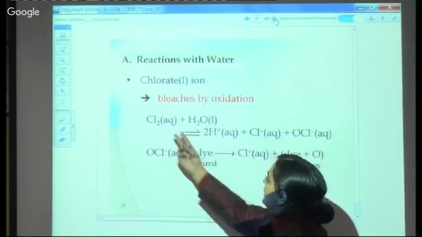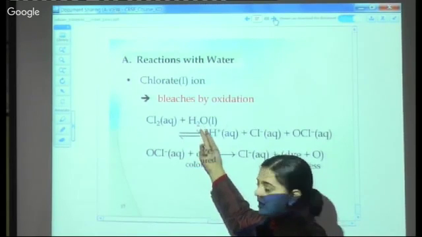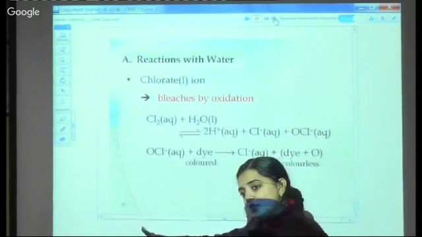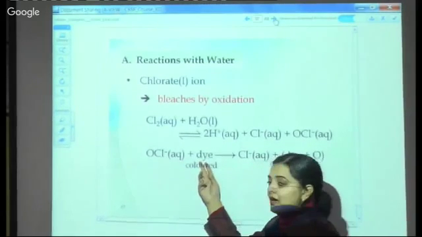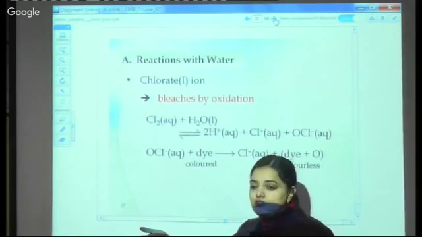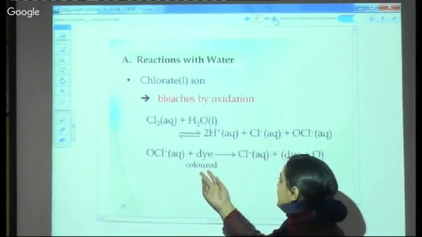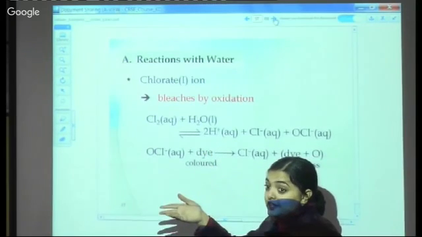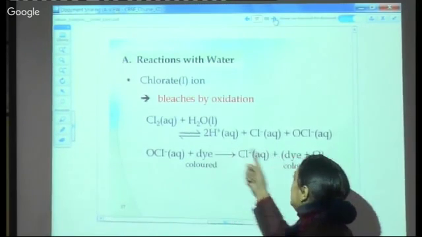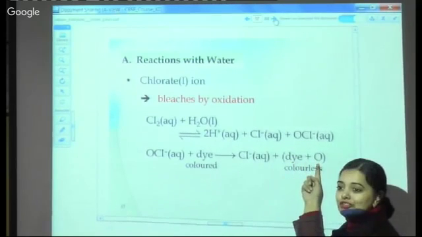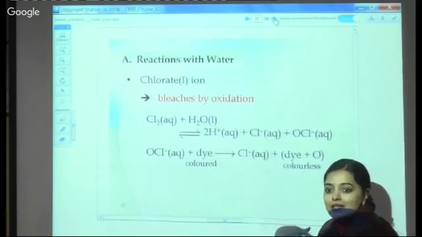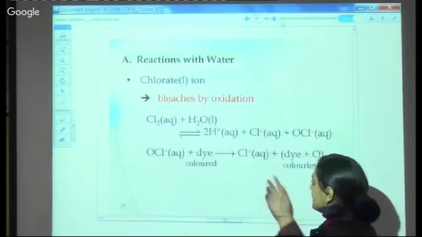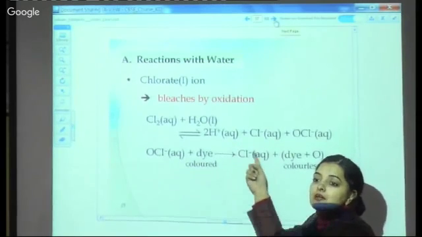When chlorine and water react, they form HCl and HOCl. HCl remains there only, but HOCl combines with the colored dye, or the impurity which is imparting color to the water, and then it oxidizes the dye, because you know chlorine is an oxidizing agent, right? So it oxidizes the dye, addition of oxygen to the dye happens and the color oxidizes. As the color oxidizes, the color goes off, and so does the impurity, and chlorine in the form of HCl remains behind.